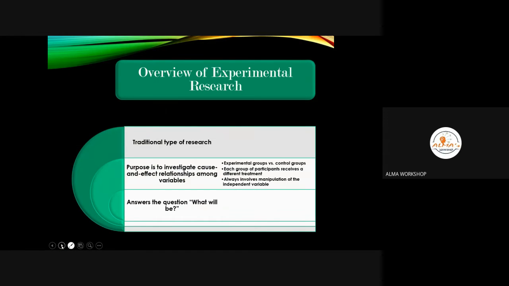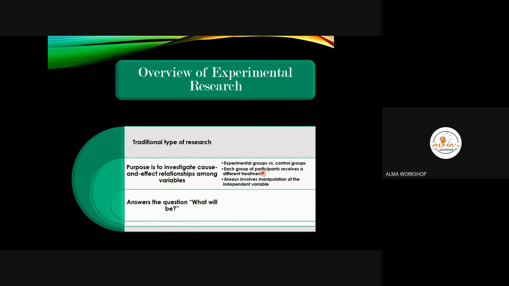So this experimental research design is a traditional type of research. You want to find the cause-effect relationship among the variables. You have experimental group versus control group. Each group of participants receives a different treatment. I told you, for example, if you have class A and class B, they will have different treatments. It is not only with two groups; you are going to learn about the types of research design. We will have different groups and different treatments.